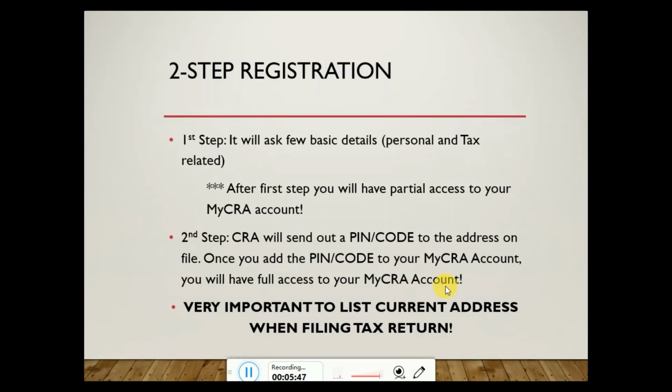Now this PIN or code will be sent out through normal post or mail. So for example, if you register for your account today, then expect the PIN or code to arrive at the address provided on your tax return within the next 10 to 15 days minimum. It may take more time, and once you get that letter with the PIN or code, you can add it to your MyCRA account, and then you will have full access. So this is the reason it's very important to list your current address when filing your tax return. Otherwise your PIN or code may go to another address.